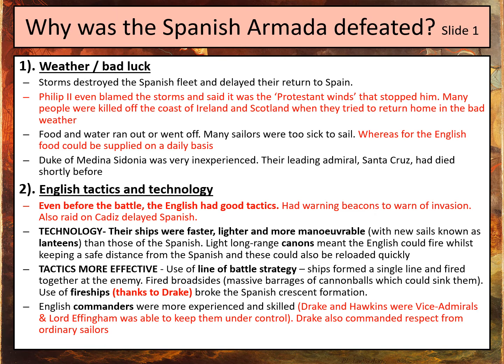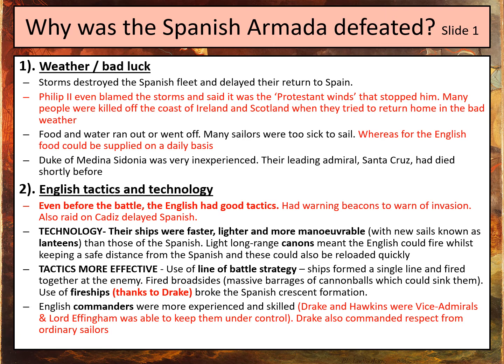Technology played a massive role here. The English ships were faster, lighter, more manoeuvrable. They had new sails known as lateens. They were so much better than the Spanish, which were very, very old-fashioned ships, very heavy galleons. So the lighter long-range cannons, sorry, that should have a double N there, meant the English could fire whilst keeping a safe distance from the Spanish, and these could also be reloaded quickly. So the technology in both their ships and their weaponry was much better.